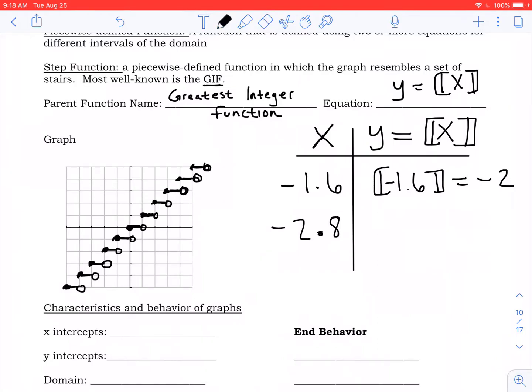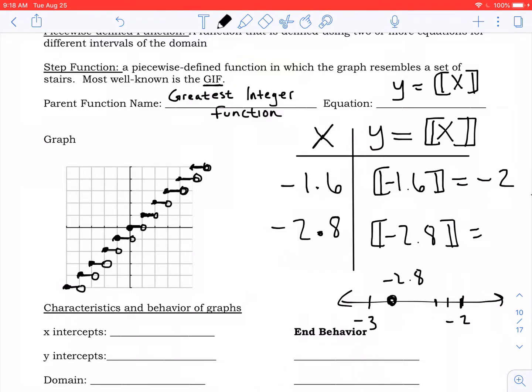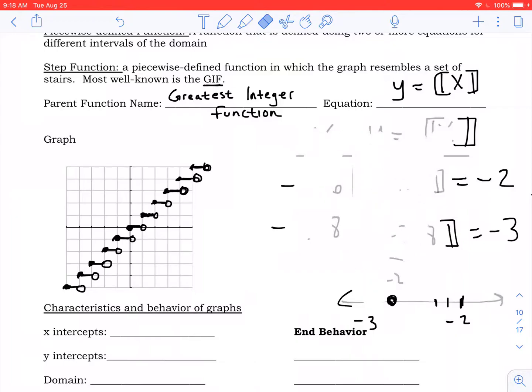Let's look at one more. Negative 2.8. Really, all this is asking is, what's the whole number that's to the left of this? If you just take a quick second and plot where negative 2.8 is on a number line, here's negative 2, negative 2.1, negative 2.2, negative 2.8 is way over here. And if we round this down to the left, we're going to get negative 3.